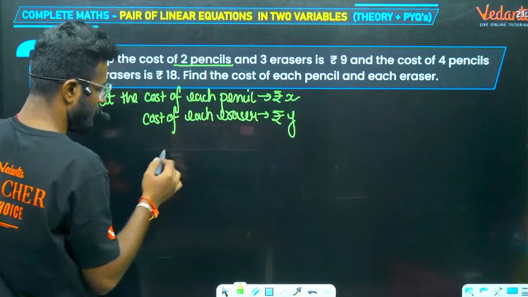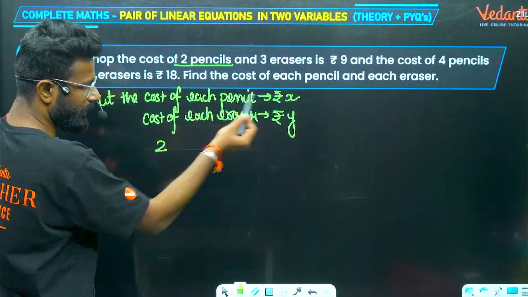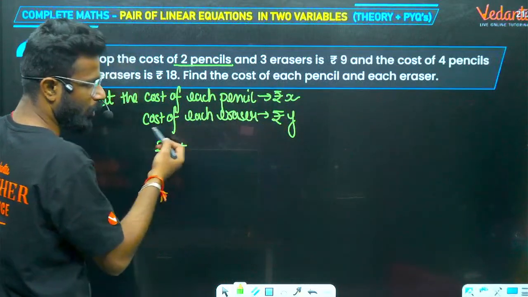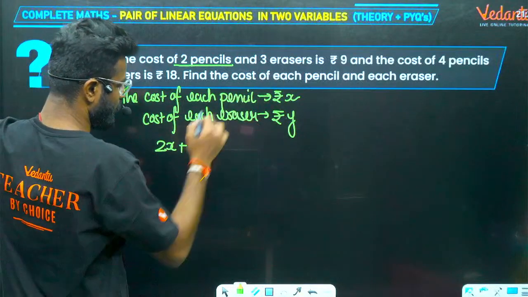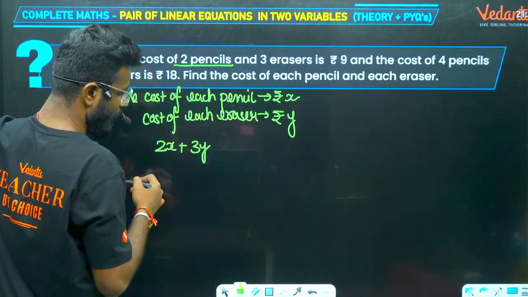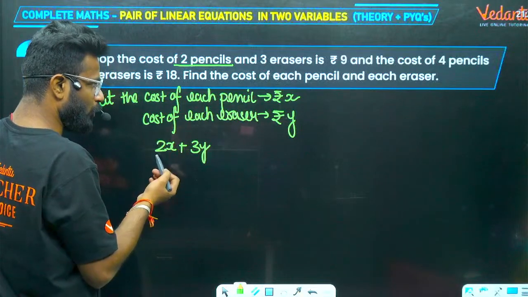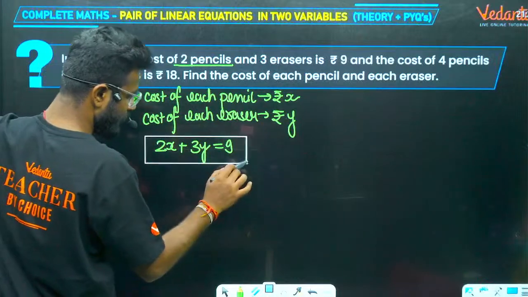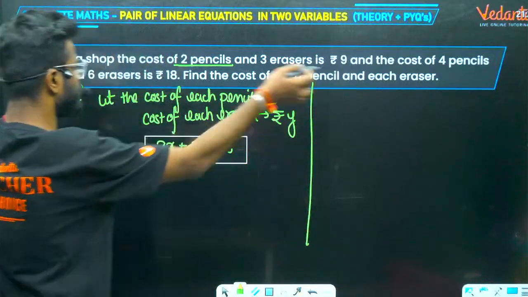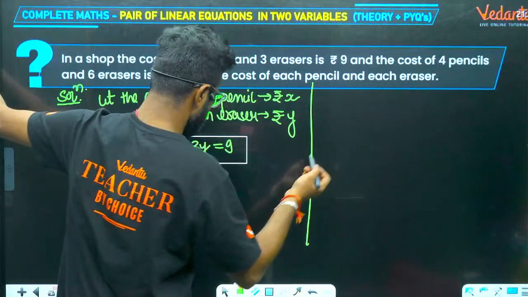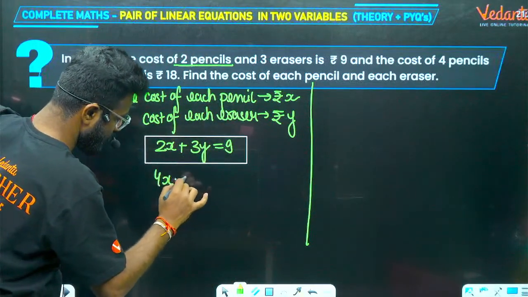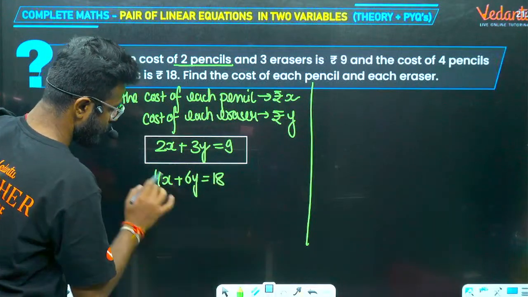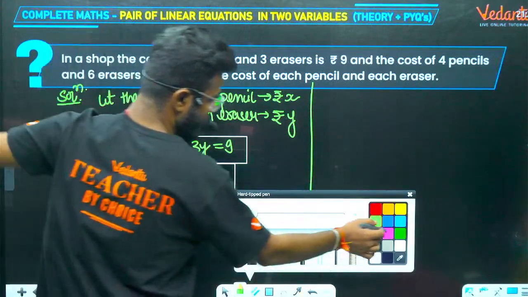Cost of 2 pencils. If the cost of 1 pencil is X, then 2 pencils will be 2X, plus 3 erasers. Cost of 1 eraser is Y, so the cost of 3 erasers is 3Y. And the total cost of 2 pencils and 3 erasers is rupees 9. The first equation is ready. Cost of 4 pencils and 6 erasers: 4X plus 6Y is equal to 18. These two equations you have.